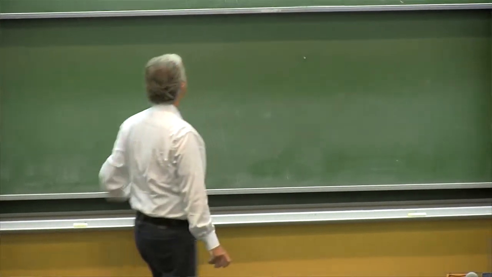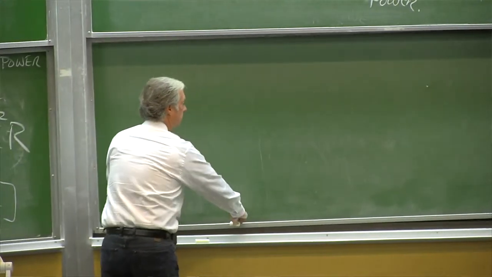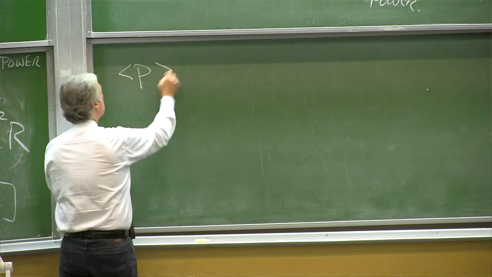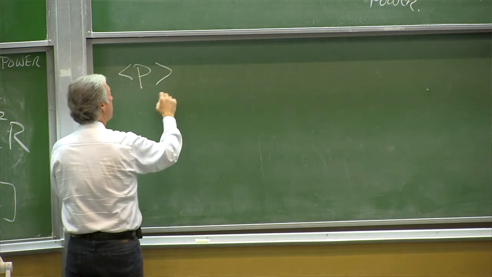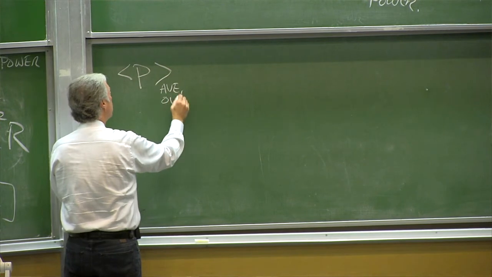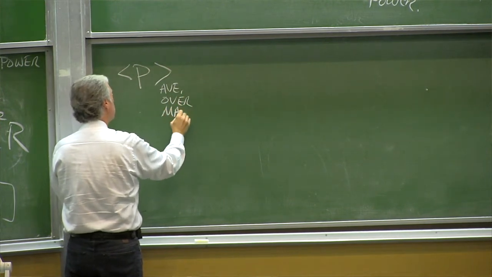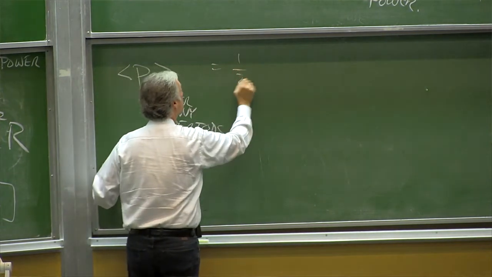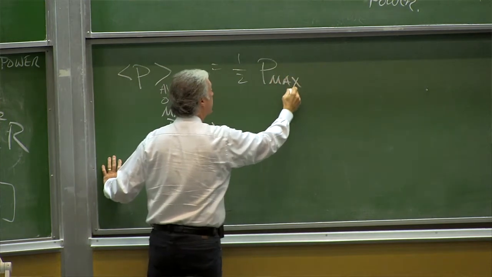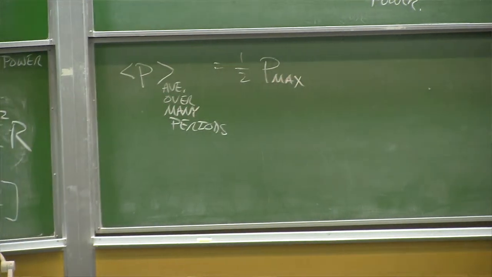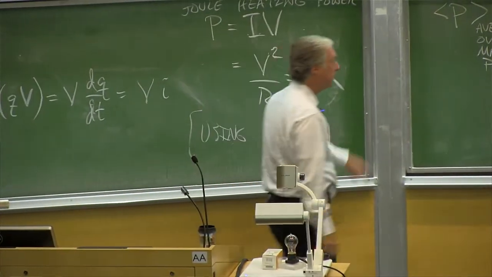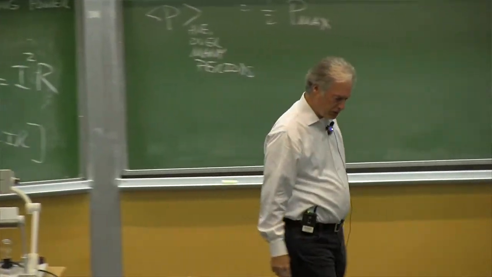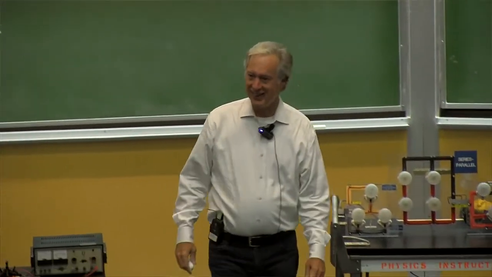And so we would say that the power, the average power, this is averaged over time, average over many periods, equals 1/2 of the max. So the way we talk about this is, you might have heard people talk about RMS. RMS values. That means root mean square.